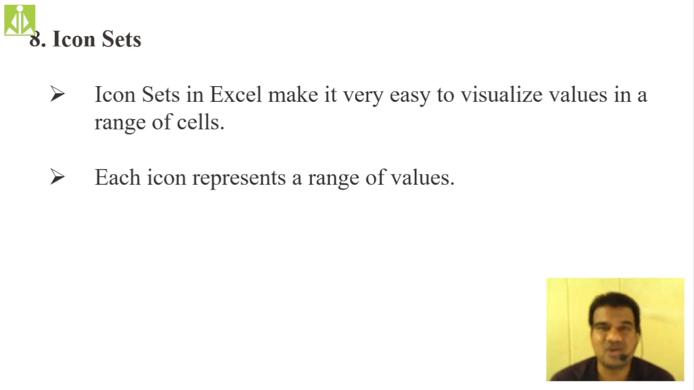The next thing is icon sets. As I said, with the share market, if it is going up we show it with an up arrow, if it is going down we show a down arrow, and if it is behaving neutral we show a right-pointing arrow. The same rules we apply in this icon set.